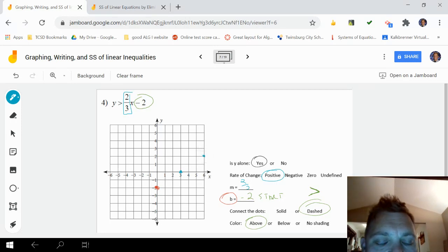And now I see that I can't graph anymore to the right, so now I'm going to shift my attention to the left part of the graph. And I'm going to go back to my starting point right here at -2 on the y-axis and do the opposite. Instead of going up 2, I'm going to go down 2. And instead of going right 3, I'm going to go left 3.